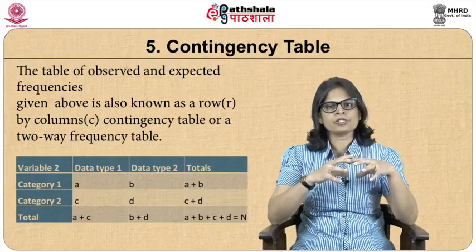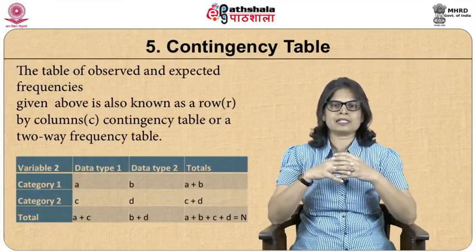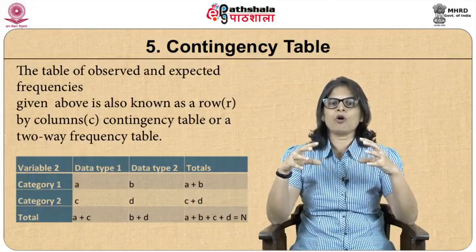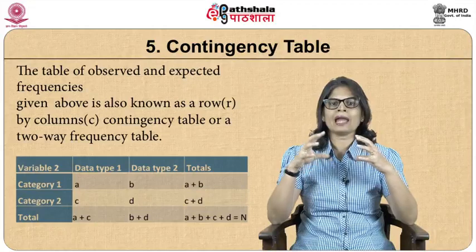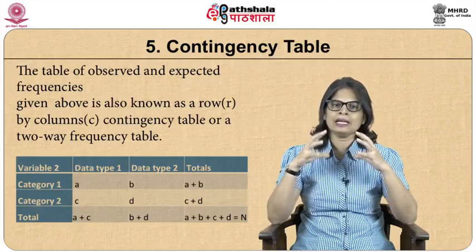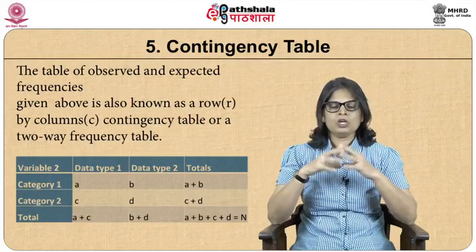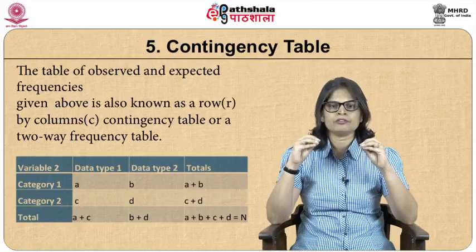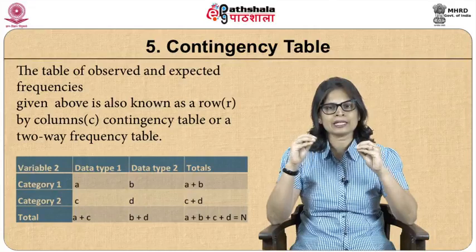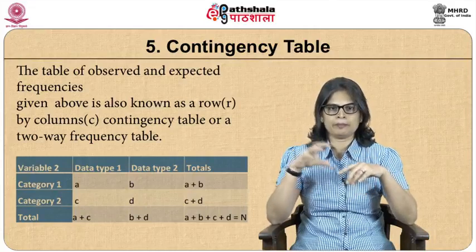The table of observed and expected frequencies, as we have seen in the previous example, is often represented in the form of a 2 by 2 row and column table. Such a table is known as a contingency or a two-way frequency table. So, if we see a table which is given here, we have two categories and two data types each, which gives us a 2 by 2 table.